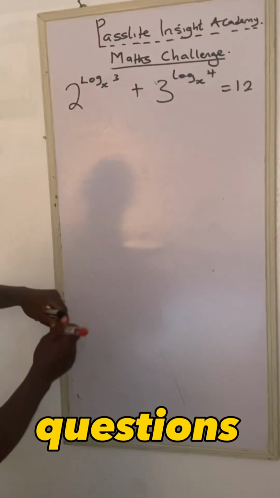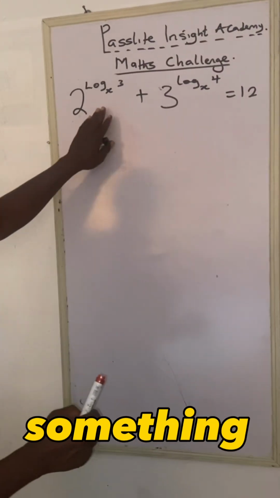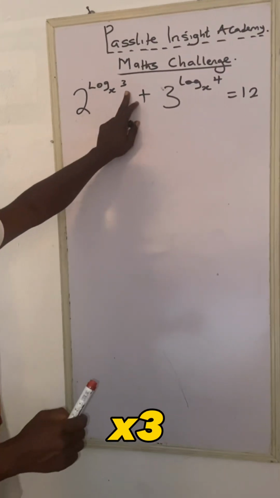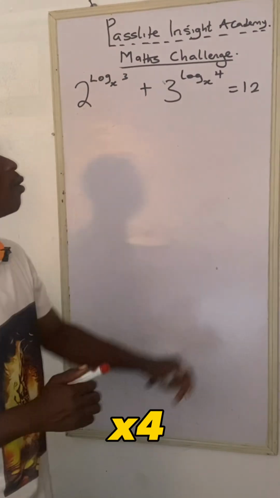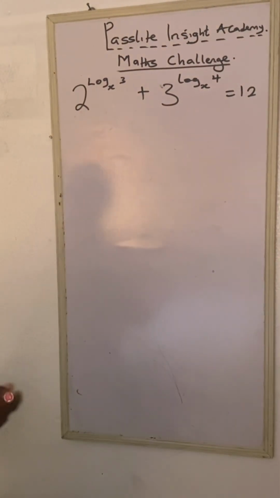So let's see. Once we solve these questions, the law of indices, we have something like this: 2 log base 3 plus 3 log base 4. So how can you solve this particular question? You can change it like this.